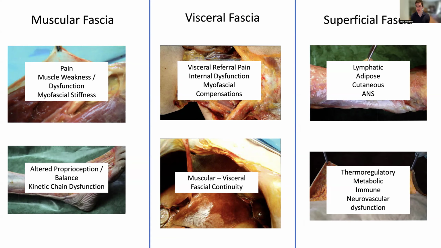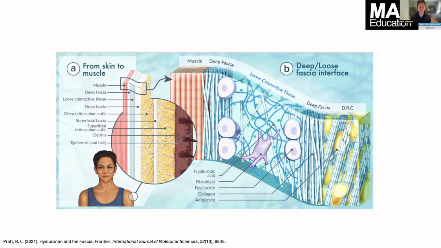And with the superficial fascia, that's where we find the lymphatic and adipose tissue, and also where we see the cutaneous branches of the nerves that can contribute to dysfunctions at the superficial layer, and we can understand its contribution to providing sensory feedback to the autonomic nervous system.